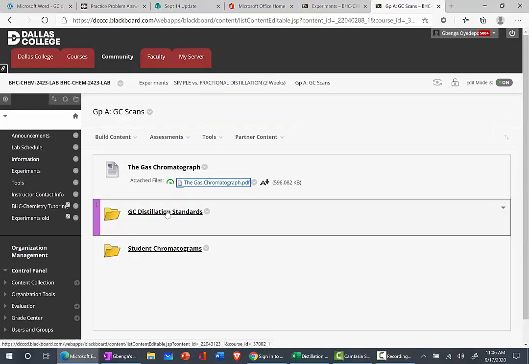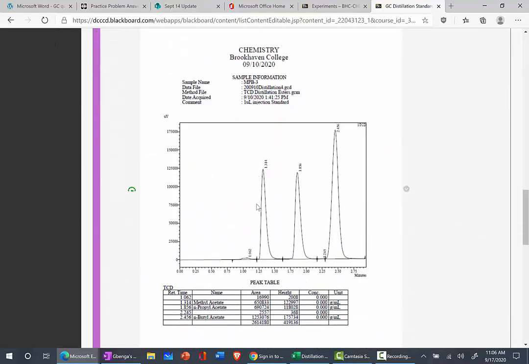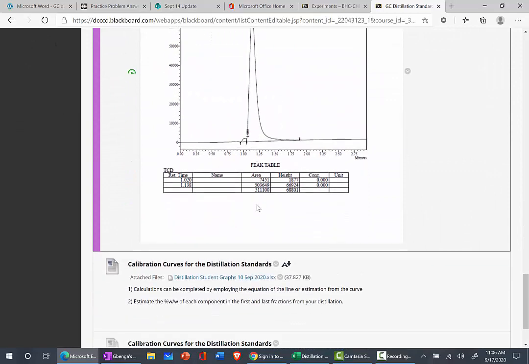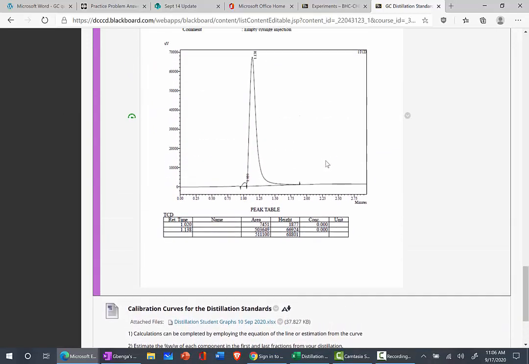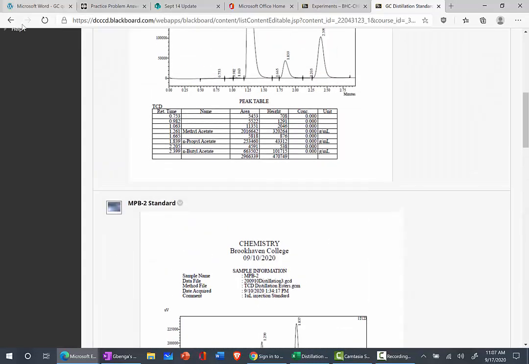Then the lab manager ran some standards. I will use those standards to explain some things to you in a moment. These are not your results. I'll talk about these standards in a moment. The most important thing about the standards is the calibration curves right here. I will also talk about the calibration curve in a moment. Now, let us go back.